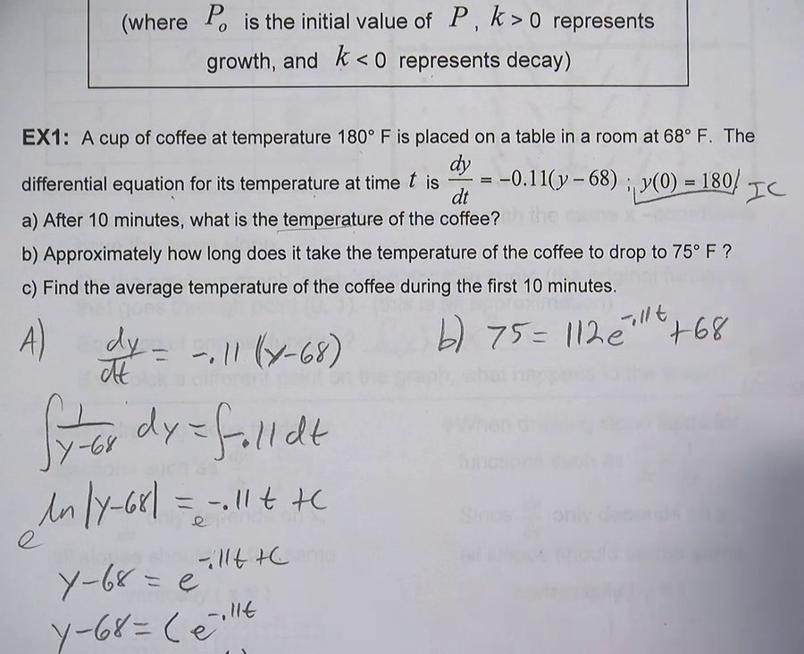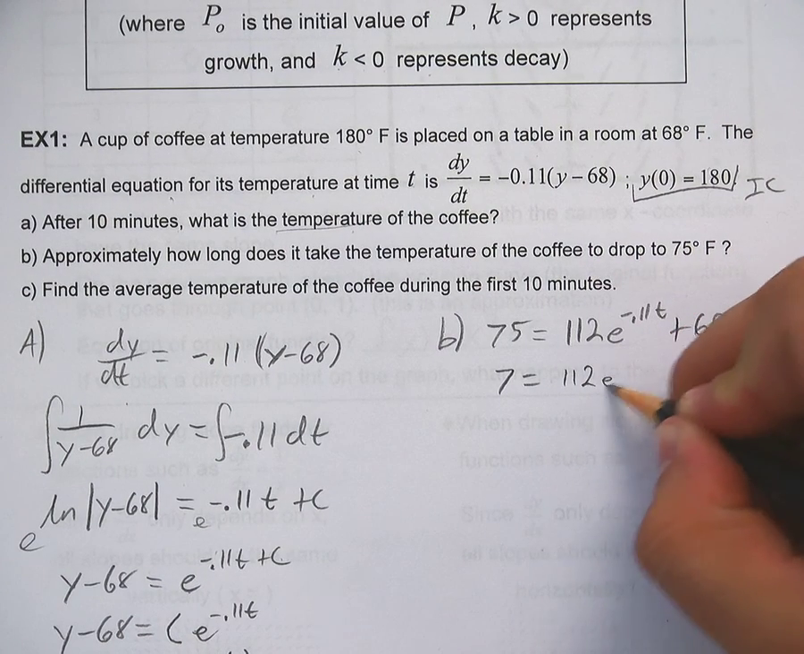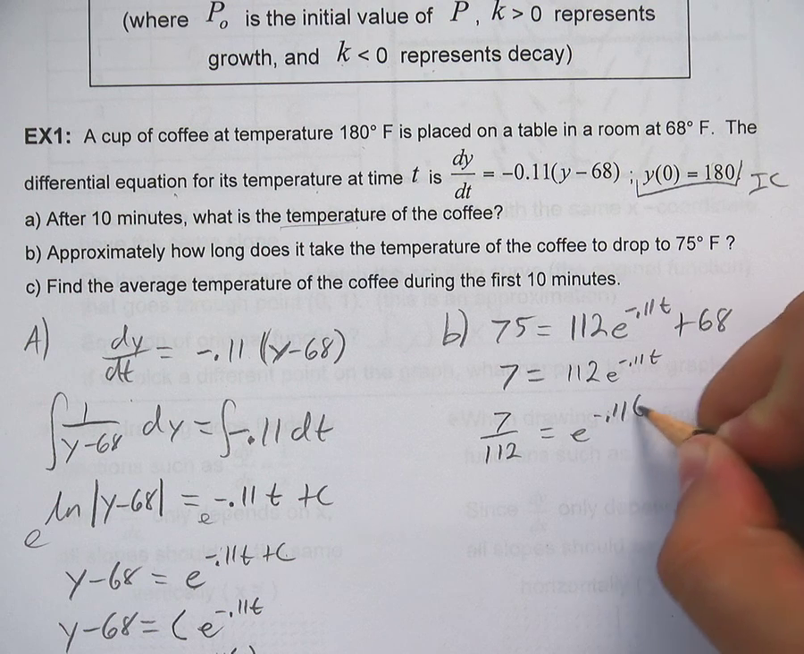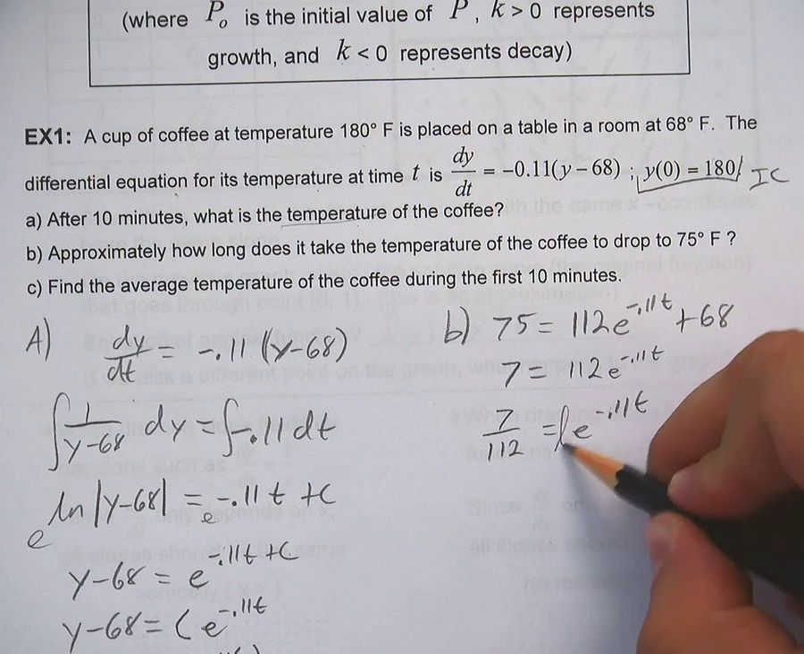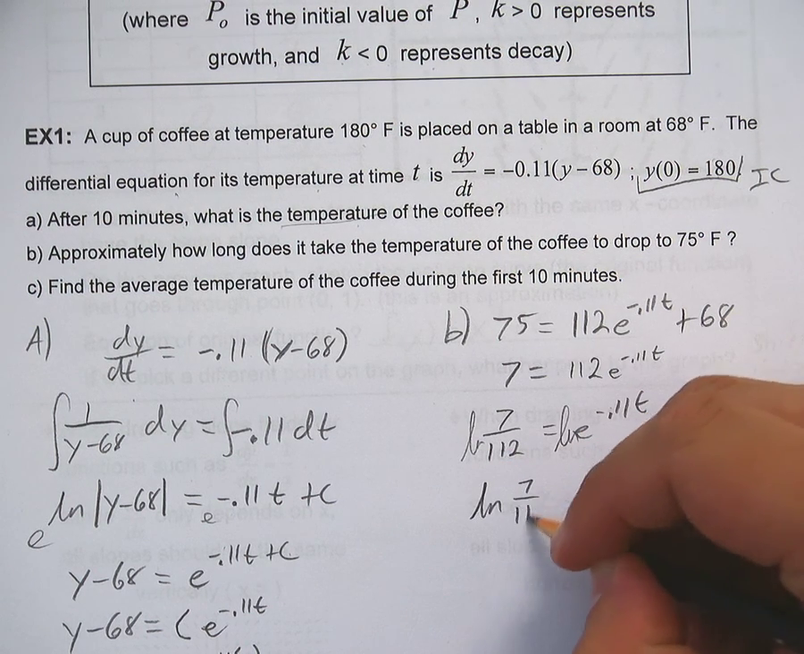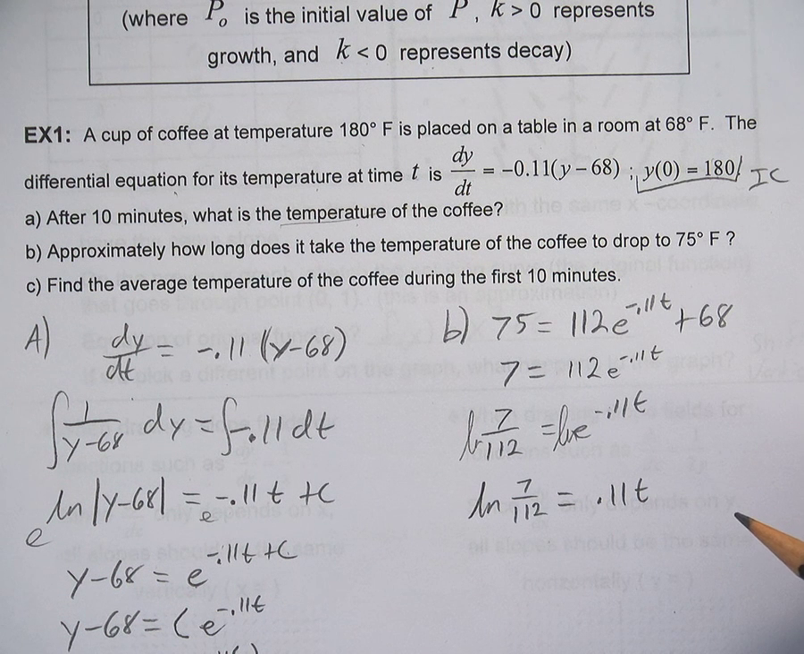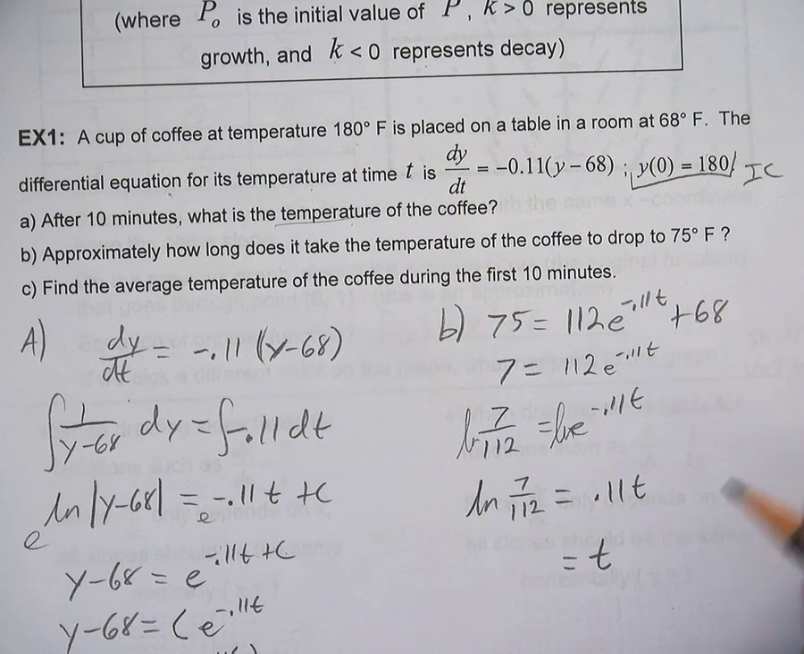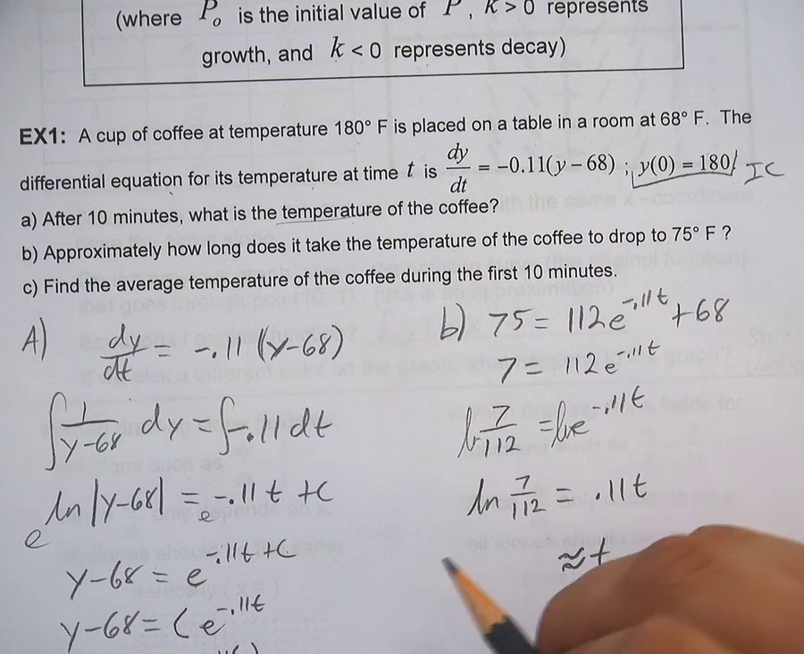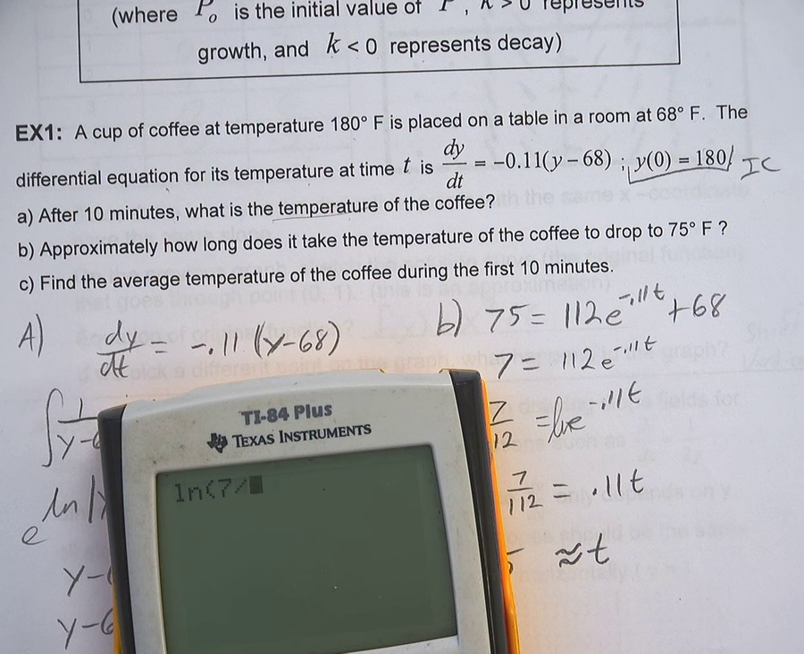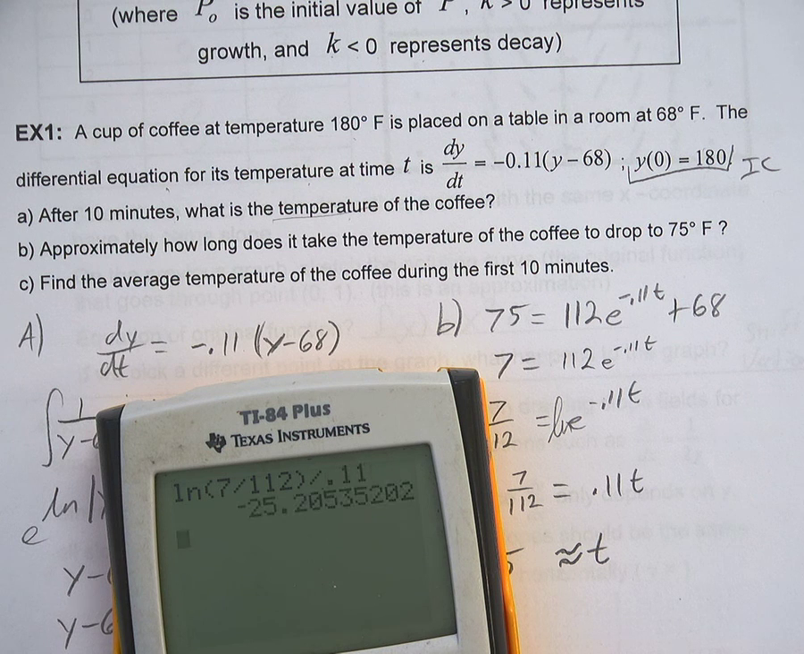So subtract your 68 over, and you get 7 is equal to 112 e to the negative 0.11t. Divide both sides by 112, you get 7 over 112 equals e to the negative 0.11t. Natural log both sides. You get the natural log of 7 over 112 is equal to negative 0.11t. And so all you have to do here is divide by negative 0.11. And when you do that, you get approximately 25 minutes. And I can show you that here in just a moment. Natural log of 7 divided by 112, divided by negative 0.11, and it's about 25 minutes.